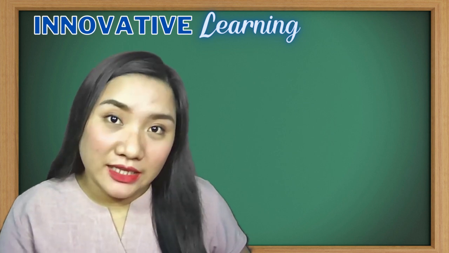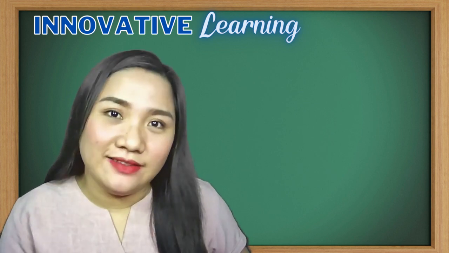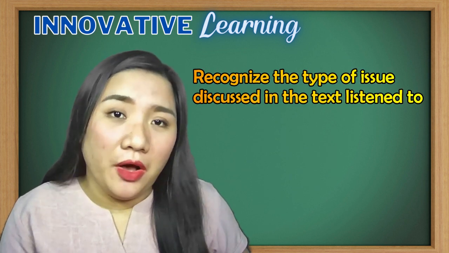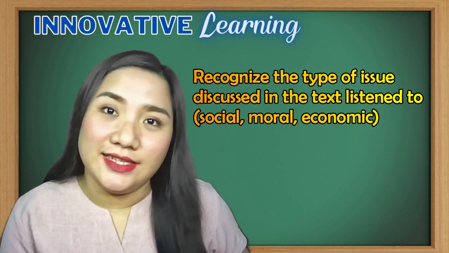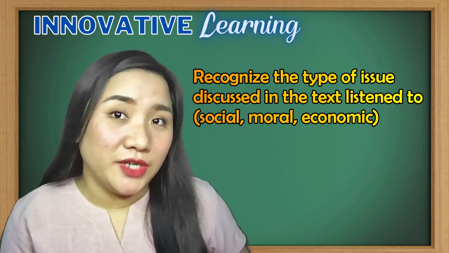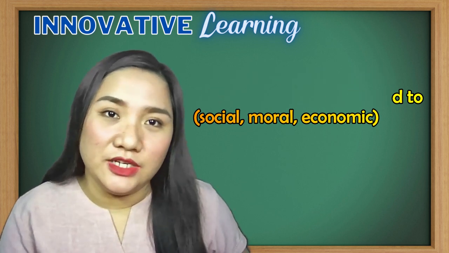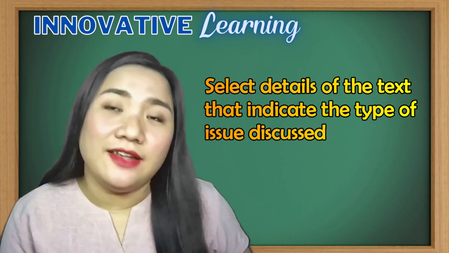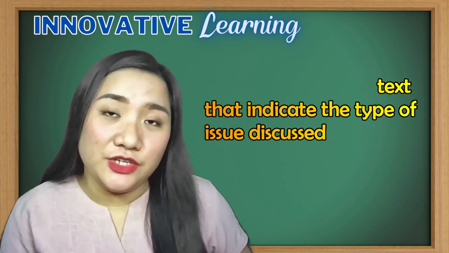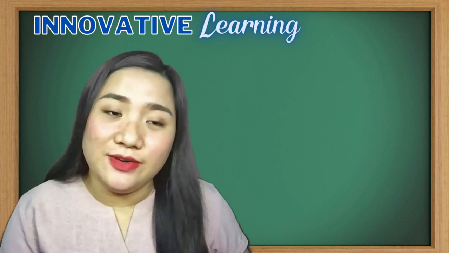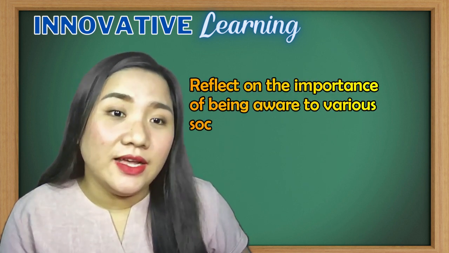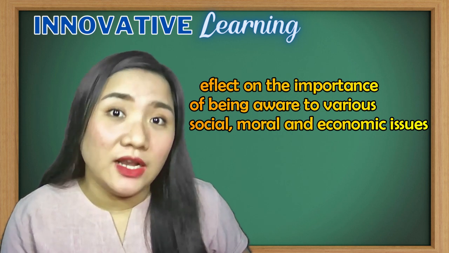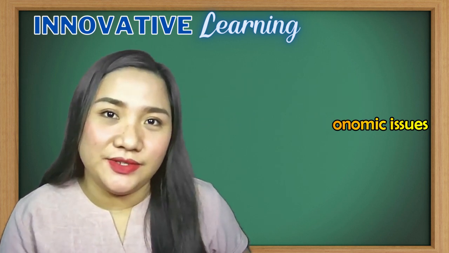These are the learning objectives that you need to master in this lesson. The first one is recognize the type of the issue discussed in the text listened to. It could be social, moral, or economic issues. The second one, select details of the text that indicate the type of issues discussed. And the third one, reflect on the importance of being aware in these various social, moral, and economic issues.